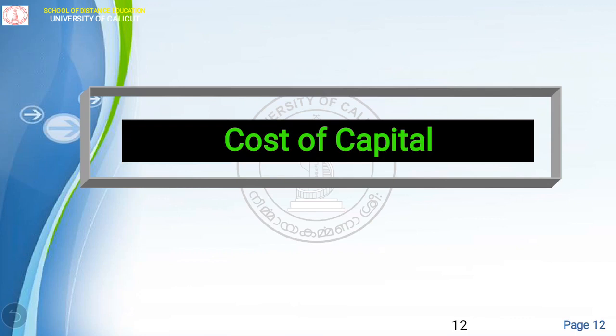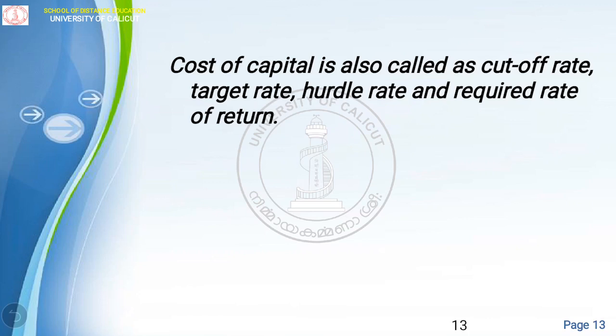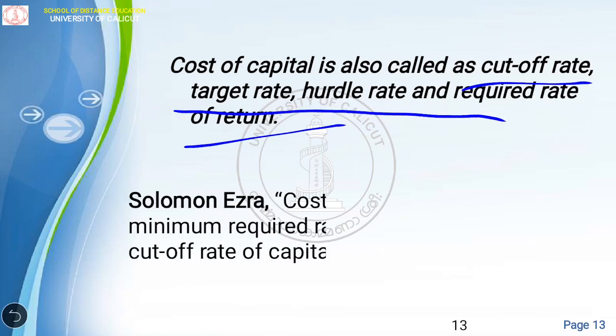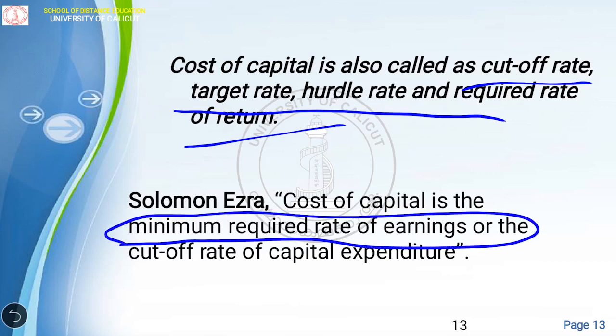The second topic under this module is cost of capital. Cost of capital is also called the cut-off rate, target rate, hurdle rate, or required rate of return for the investment. Solomon Ezra defines the cost of capital as the minimum required rate of earnings. Cost doesn't mean cost here, but a minimum rate of return for the shareholders or the investment of the capital.